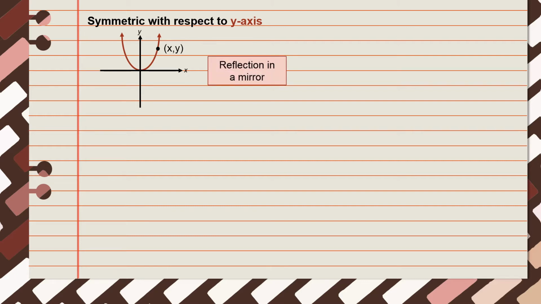So we've talked about symmetric with respect to the x-axis. Let's now talk about being symmetric with respect to the y-axis. Here we've got a graph that looks like a parabola. And in this case, it is a reflection, but this time it's more like a reflection in a mirror. So let's look at a real picture.